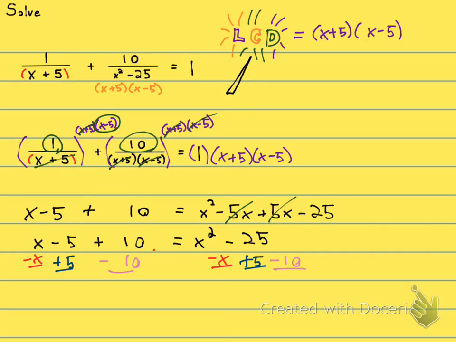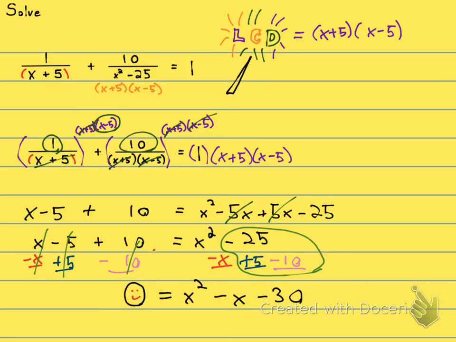All right, now x minus x cancels out. Negative 5 plus 5, 10 minus 10. They all turn into 0. So 0 equals, and on the right-hand side, I have just that x squared comes down, minus x comes down, and then if I put these three together, let's see what that'll give me. It's going to give me minus 30. And this is a quadratic equation. All right, to solve a quadratic equation, you set it equal to 0.